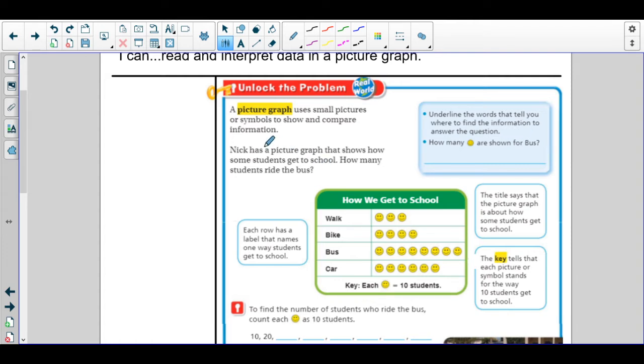So Nick has a picture graph. That's what we need to underline. That answers this part of the question right here. That shows how some students get to school. How many students ride the bus? So this right here is the question we're going to be trying to answer. How many students ride the bus?